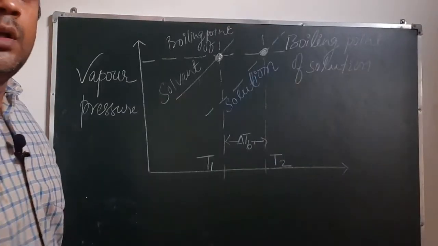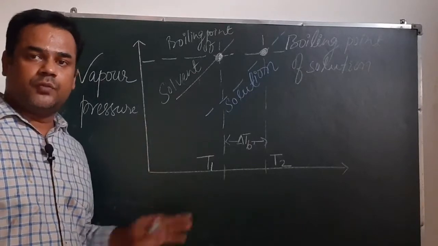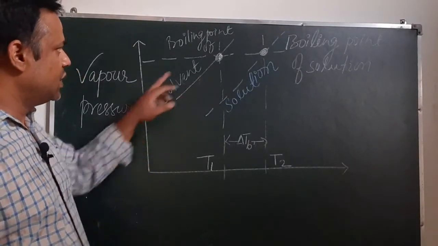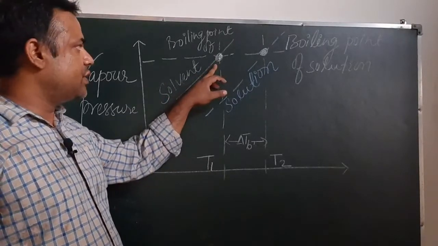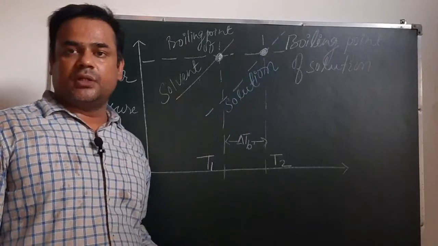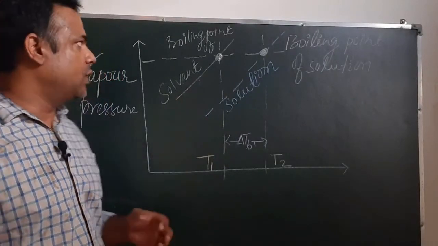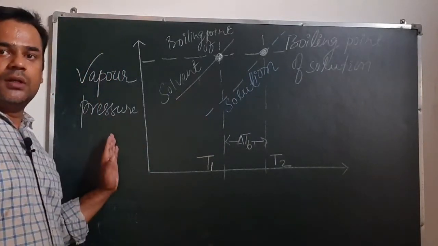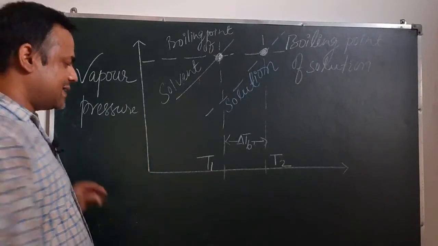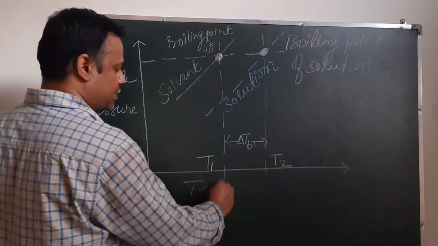So this is the graph of elevation in boiling point. In this graph we can see that this point is the temperature at which pure solvent starts to boil, and this one is the temperature at which solution starts to boil. And on y-axis we have taken vapor pressure, and on x-axis we have taken temperature.